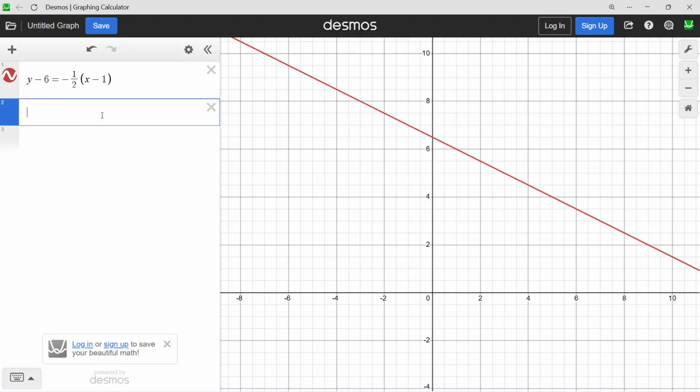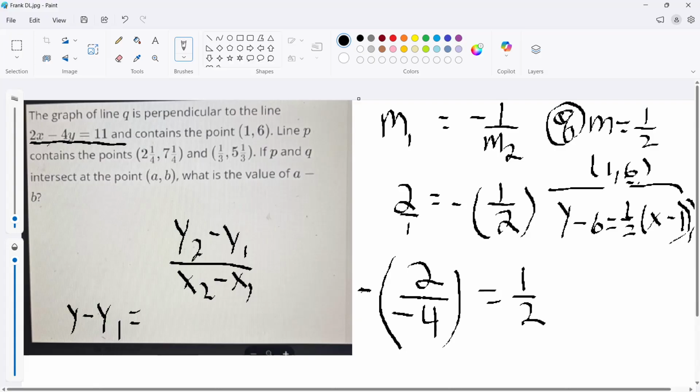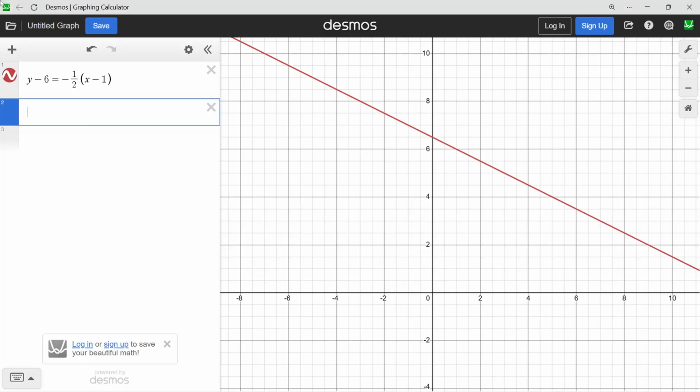Beautiful. That's that line. Now, how am I going to get this other line when it just gives me 2 points? To find the slope, I would have to do y2 minus y1 over x2 minus x1. But look at these fractions. I'd have like 5 1/3 minus 7 1/4. Too many fractions. And then I could take that slope and one of the points and put it into point slope form, y minus y1 equals m times x minus x1. x and y are just x and y; x1, y1 are one of my points. Well, this would be a nightmare with all these fractions, so I'm just going to let Desmos do that work.